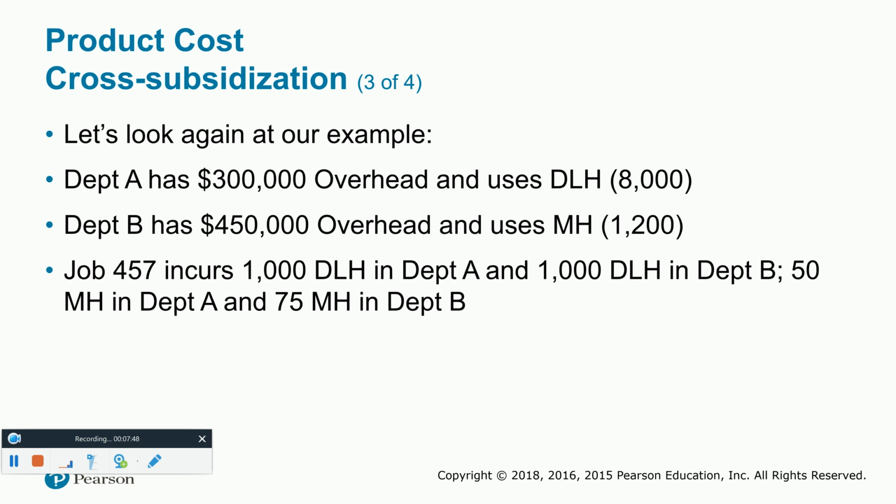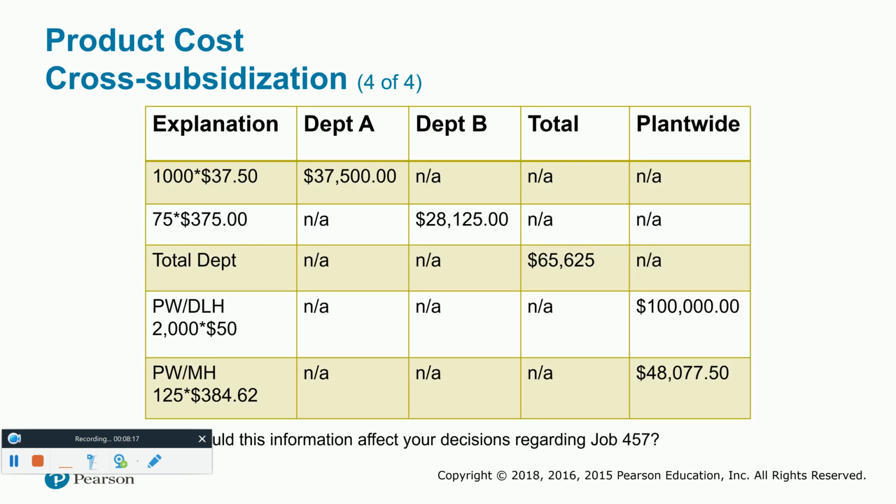All right, so once again, here is our example. Department A has $300,000 in overhead, 8,000 direct labor hours. Department B, $450,000 overhead, and 1,200 machine hours. One particular job, 457, had 1,000 direct labor hours in Department A, as well as 50 machine hours in Department A, and 75 in Department B.